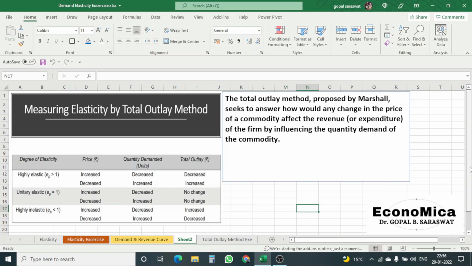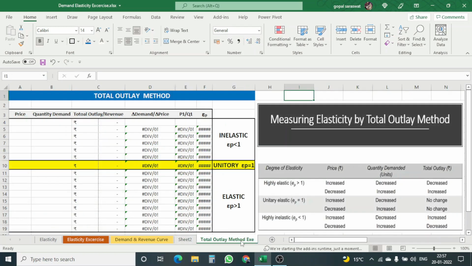Now we need to test the total outlay method proposed by Marshall using a real life example. For this, I am going to use Microsoft Excel to perform a real life example and to test whether the concept proposed by Marshall is true in a real world setting or not. So let's start today's video with the Microsoft Excel based total outlay method.